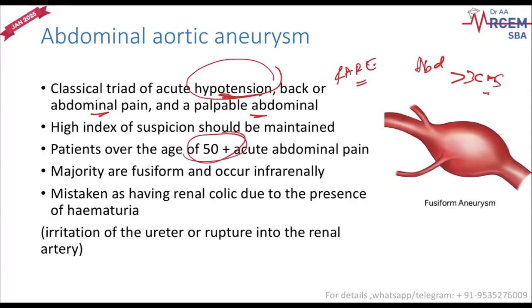Sometimes they might even present with flank pain radiating to the groin region, very much suggestive of ureteric calculi, but it may not be. So always do a bedside ultrasound scan for all these patients. Even these patients can have some amount of hematuria also. This is mainly seen because of the irritation of the ureter. So do not assume this patient has a calculus just because there is hematuria. Hematuria can also be seen in abdominal aortic aneurysms.